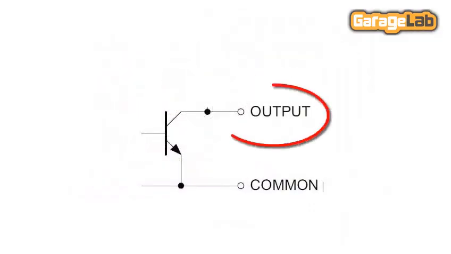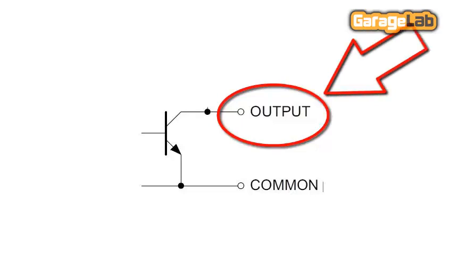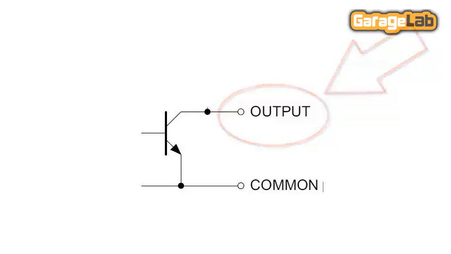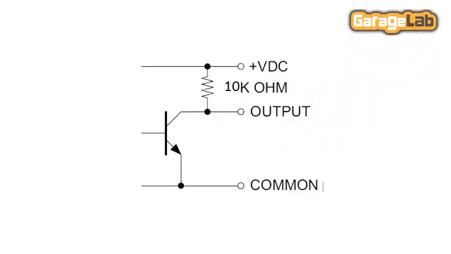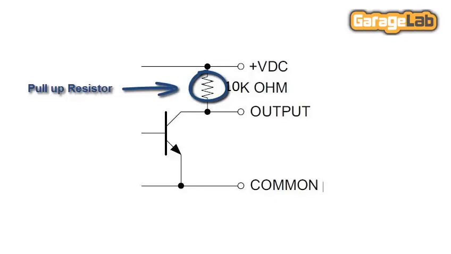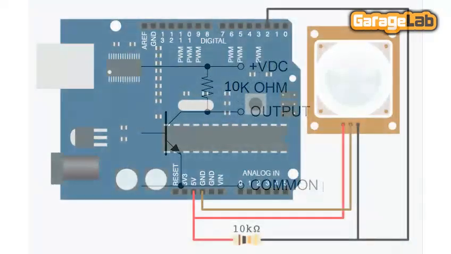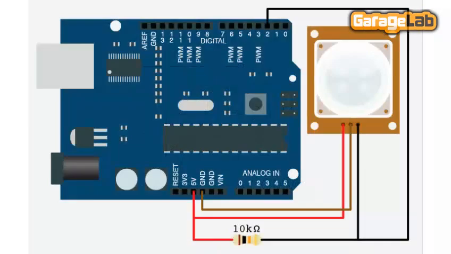The signal pin of the sensor works with an open collector logic, that is, it's not connected to anything, and so you cannot know the output level. Because of this, you have to connect a pull-up resistor to make sure that when there isn't movement, the logic level of the output is high, 5 volts. Here you can see the schematic way of connecting your pull-up resistor.